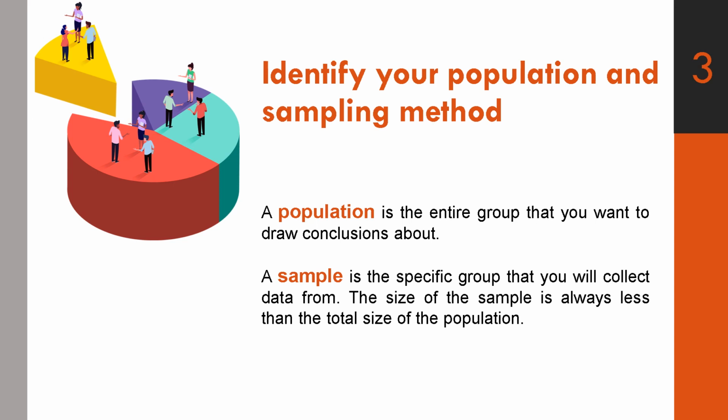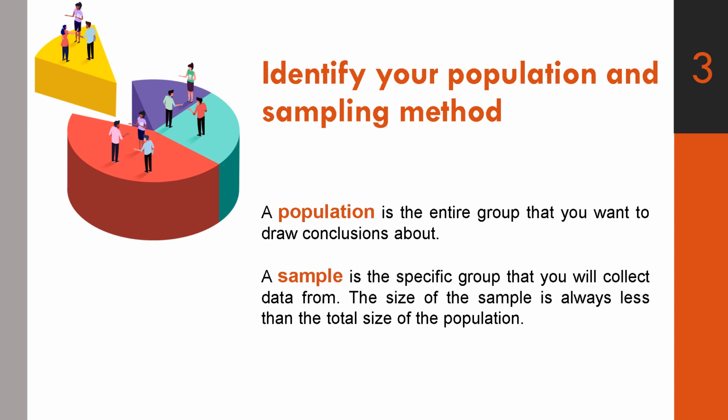So, we need to identify the population and the sampling method. A population is the entire group that you want to draw conclusions about. Next, the sample is the specific group that you will collect data from. The size of the sample is always less than the total size of the population. For example, the entire population of a certain university, say UP, you will get the perceptions of UP students towards vaccination, for example. Then, you will get only 50 samples per college.